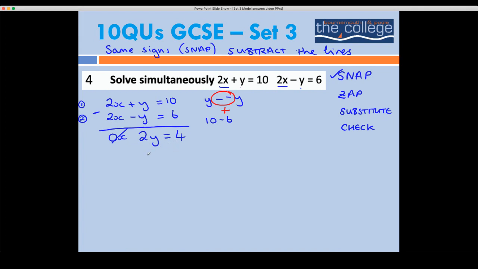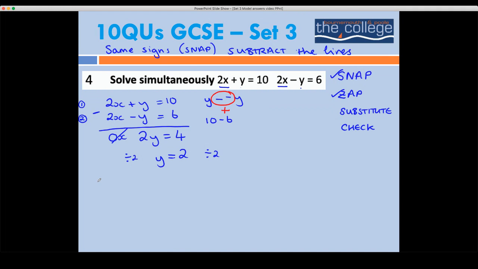And the final bit to do, we've got 2y. If 2y equals 4, then for a single y, we're dividing both sides by 2 to get rid of this multiplying by 2 bit. So it's being multiplied by 2. We're undoing that to get a single y. Same thing to both sides, balancing it out. So divided by 2, we get y equals 2. Okay, so that's our zap done as well. Done our snap, done our zap. Zapping is getting rid of this matched up pair.